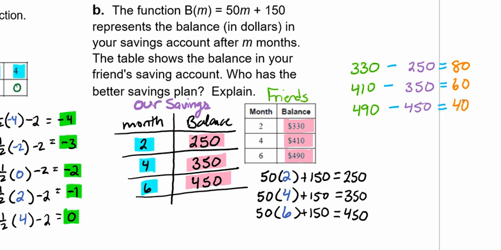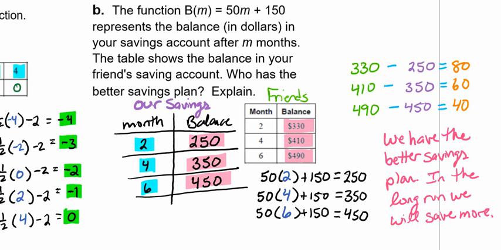So what that means is that right now it looks like our friend has more money, but after a few more months, we're going to have more than them. So really, who has the better savings plan? And the answer is, we do. Because in the long run, we're going to be the ones that end up saving more. So it's always important to make sure you look at the patterns, not just the end numbers, because our pattern shows that we have the better savings account, even though our friend's savings were higher for the 3 months that we looked at.